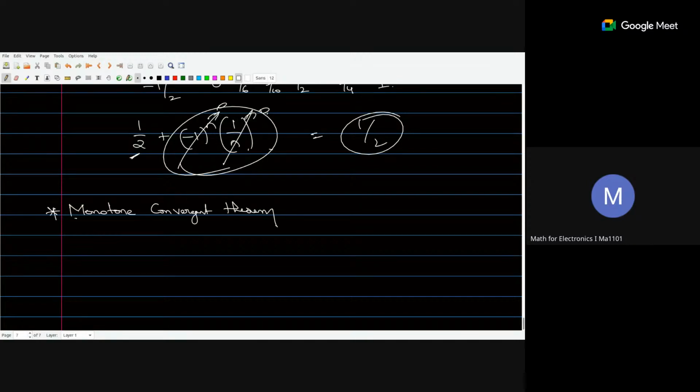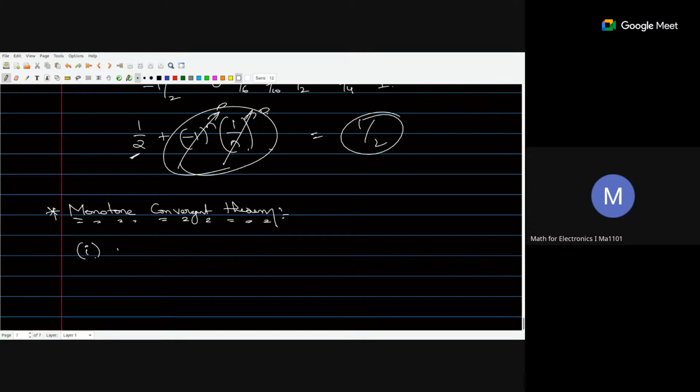So whatever we discussed, we more or less discuss the same thing without using the terms. That's it. Okay. What this monotone convergence theorem says is, this has two statements which are more or less the same kind of statement.